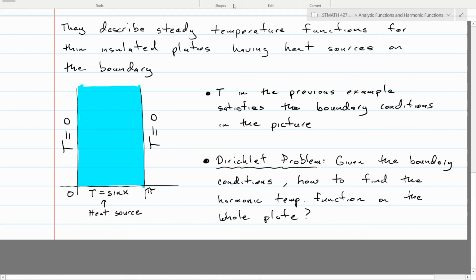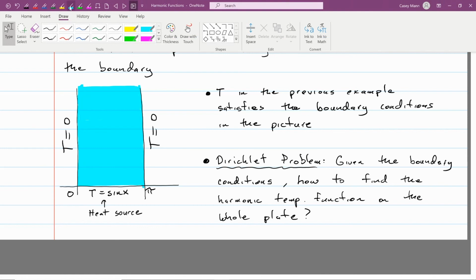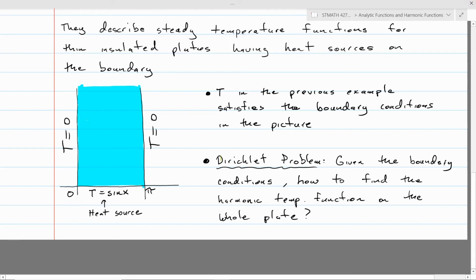Solving the Dirichlet problem in a variety of different scenarios is a big deal in complex analysis. If you go on to take more advanced complex analysis, you'll definitely get into the Dirichlet problem. It says, let's say that you know what's going on the boundary of some plate. We're going to call it a plate, but it's just a region in the complex plane. Suppose you know what's going on along the boundary. How can you find a harmonic function that tells you what the temperature is on the inside of that plate?